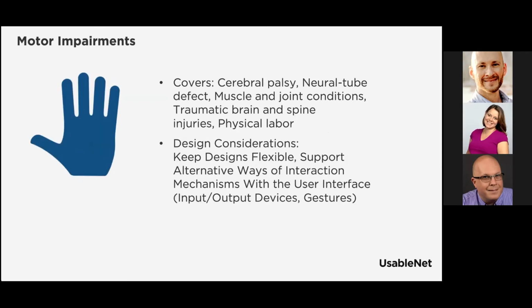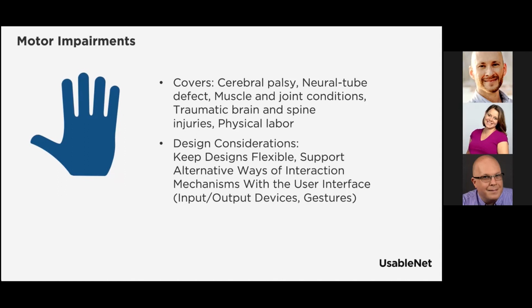Then let's move on to motor impairments. Of course, a broad range of conditions can cause motor impairments like cerebral palsy, neural tube defects, muscle and joint conditions, traumatic brain and spine injuries, and also physical labor and repetitive movements can lead to strain injury and other musculoskeletal disorders. From the design point of view, the main considerations here are the following.